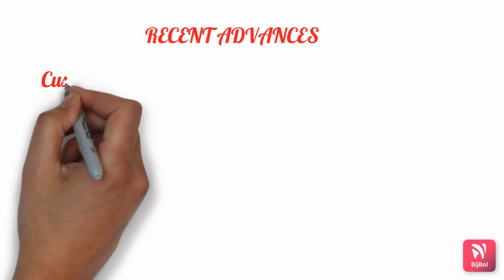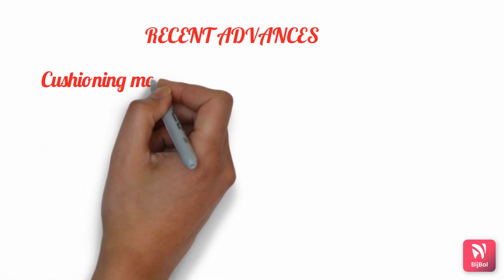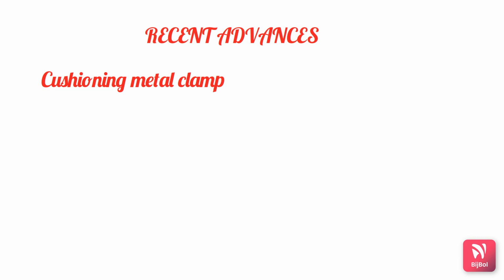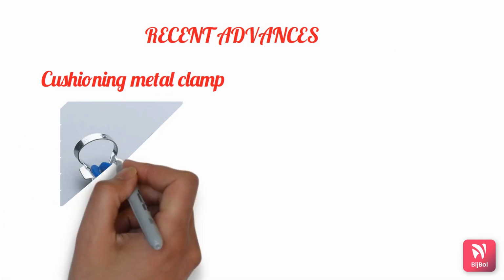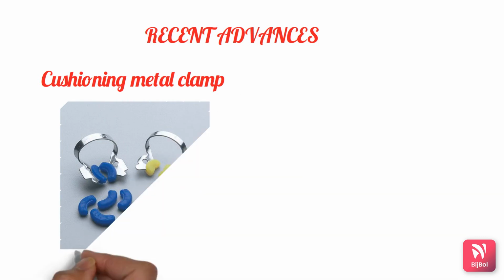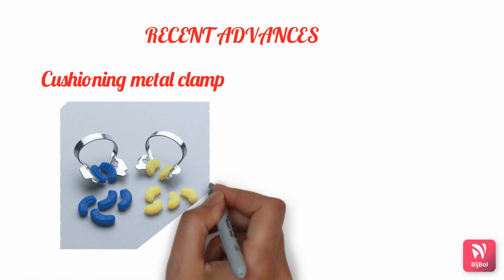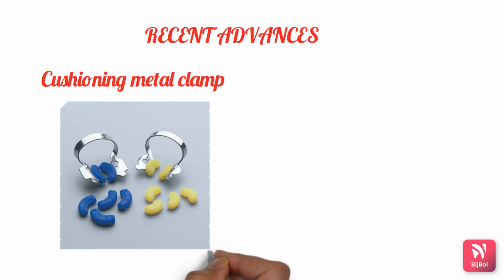Now we'll discuss the recent advances of the rubber dam or the isolation procedures. That is the cushioning clamp. Here, if you see, the Ferrier N is a material that can be pressed in the embrasure area and it is light cured over which the clamp is seated. And they are in the shape of the cashew. That's the reason they are known as the cushioning material.